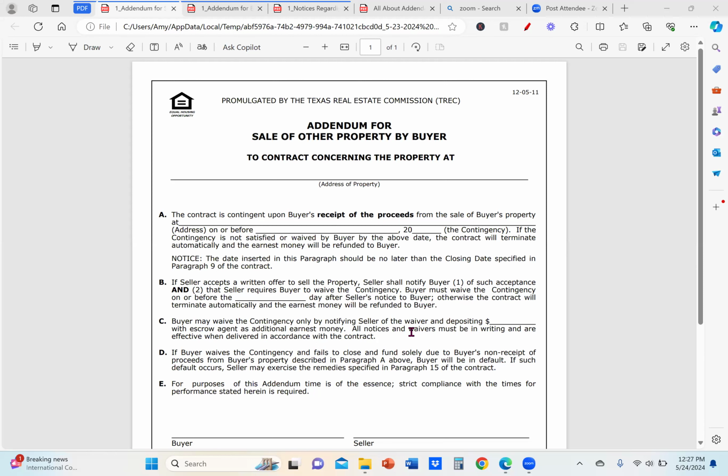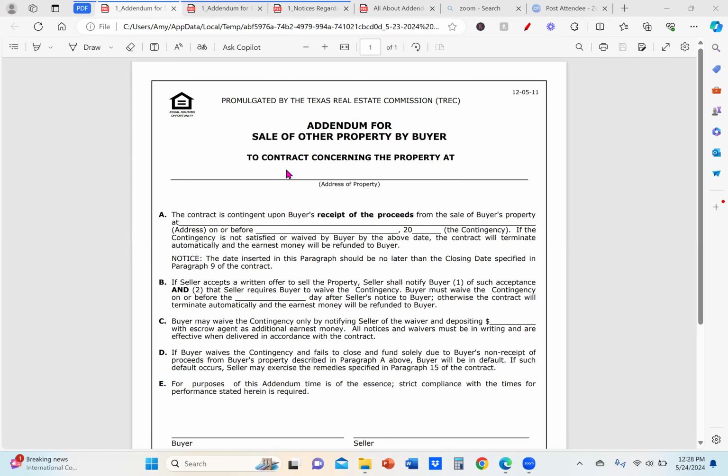Paragraph D says if the buyer waives the contingency and it turns out he can't close because he failed to sell his home, so he was unable to collect the proceeds from the sale of his home, the buyer will be in default. And the seller can then exercise the remedies specified in the default paragraph in the contract. And then paragraph E says that the dates and the timelines in this addendum must be strictly followed.